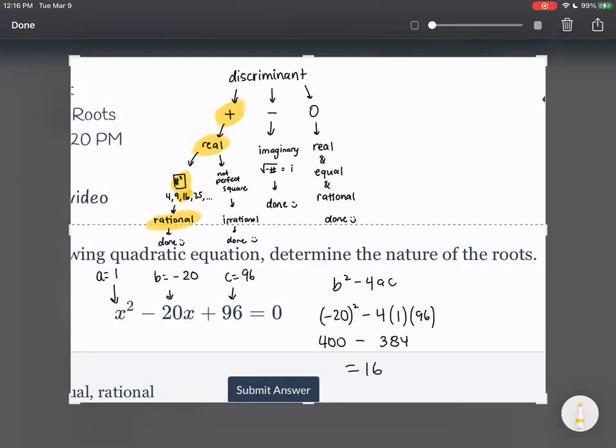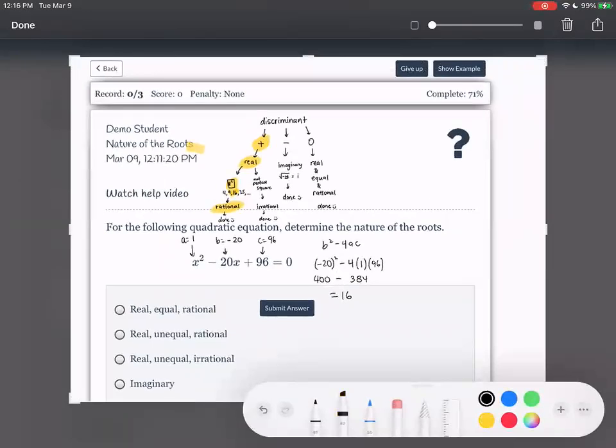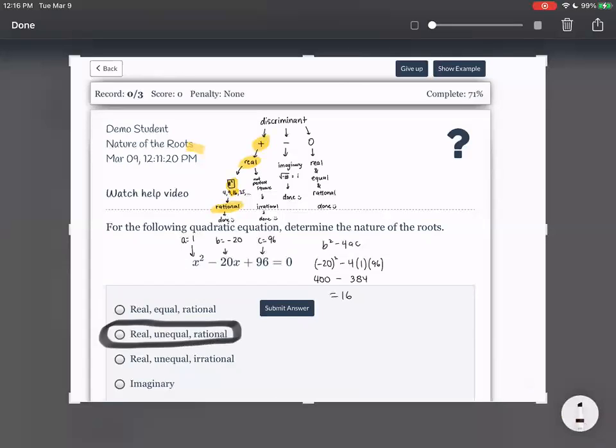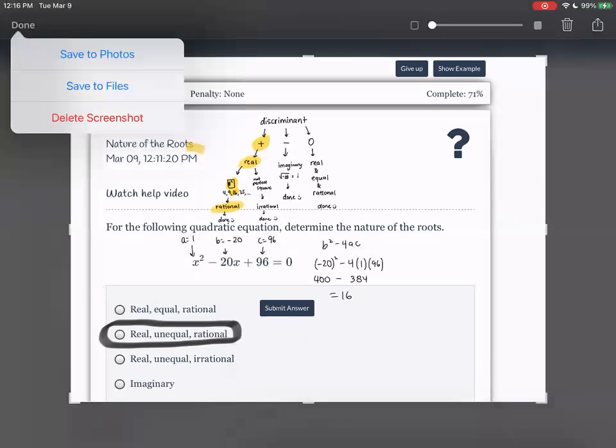Okay. Are there any questions on this one? Real and rational? Let me zoom out, I guess. Real, unequal, and rational. I guess I should say it's only equal if your discriminant was equal to 0. Otherwise, it's just going to be unequal always. So real, unequal, and rational. Any questions on this one? Okay, let's go ahead and submit real, unequal, and rational.